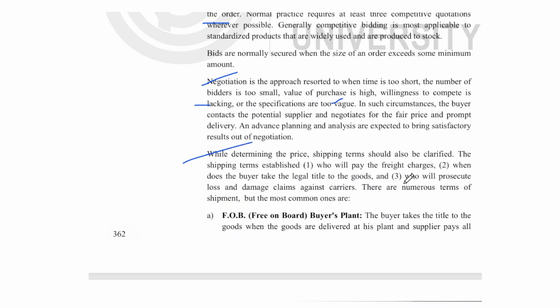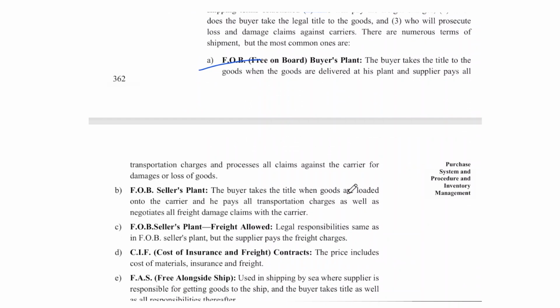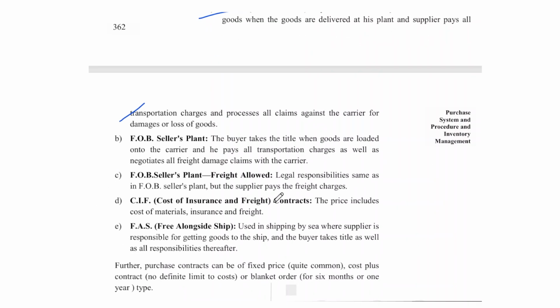And while determining the price, shipping terms should also be clarified. The shipping term establishes who will pay the freight charge, when the buyer takes the legal title to the goods, and who will prosecute loss and damage claims against carriers. And there are numerous terms of shipment, but the most common one is FOB, free on board buyer's plant. The buyer takes the title to the goods when the goods are delivered at his plant, and suppliers pay all transportation charges and process all claims against the carrier for damaged or lost goods.